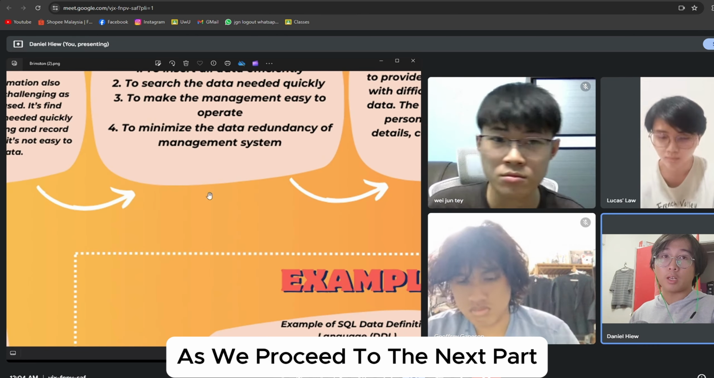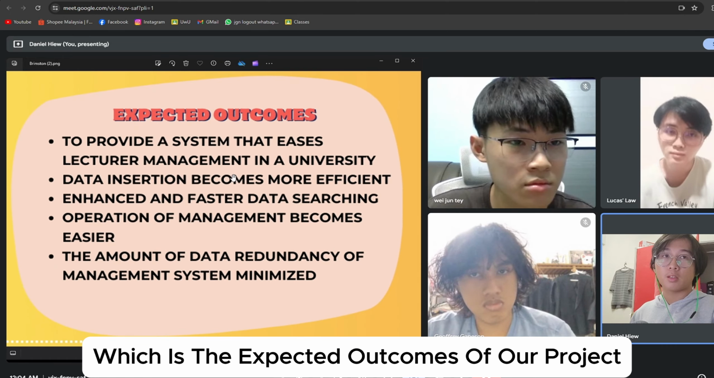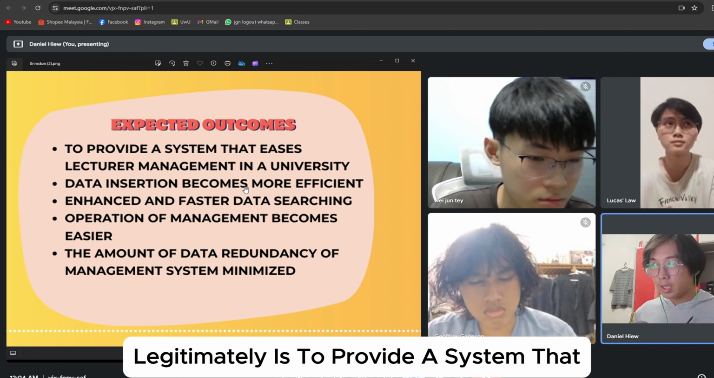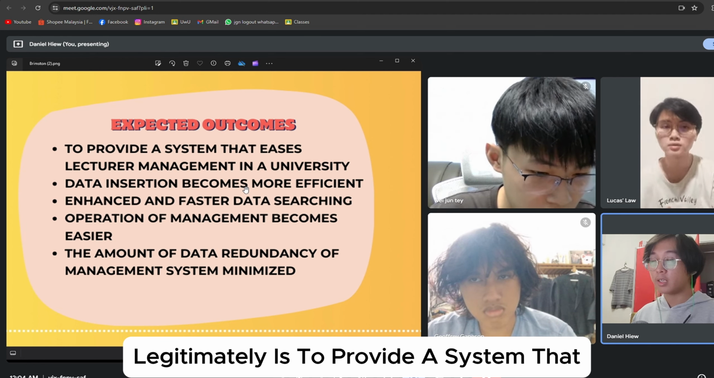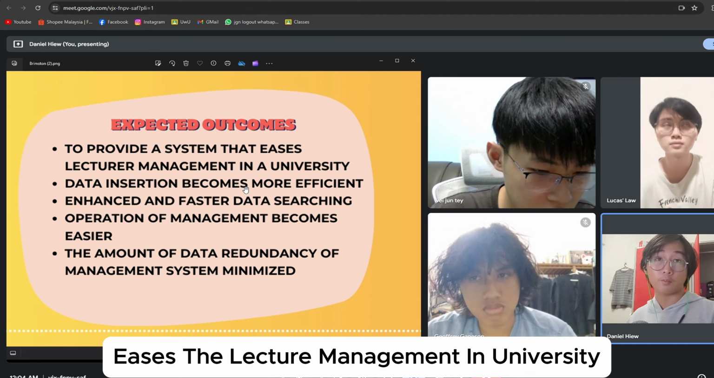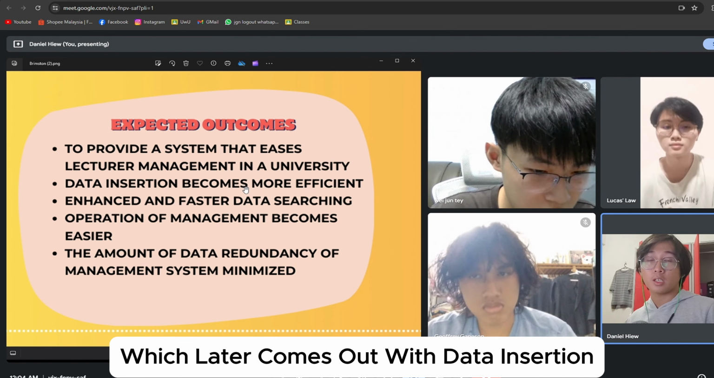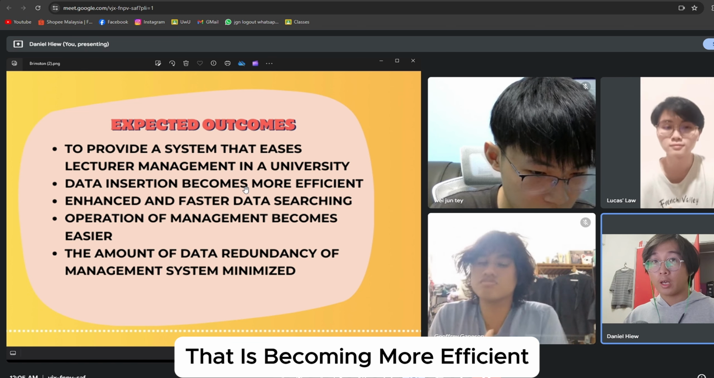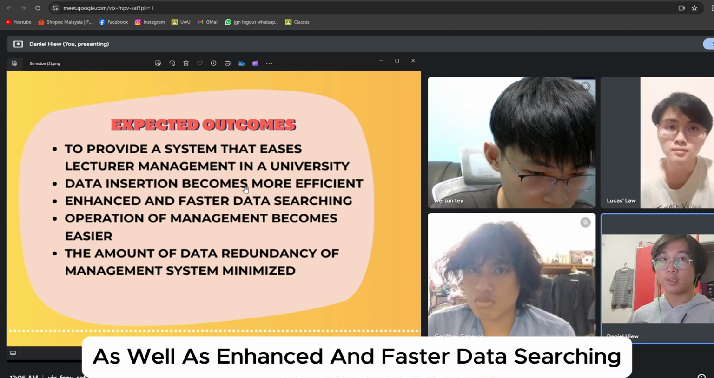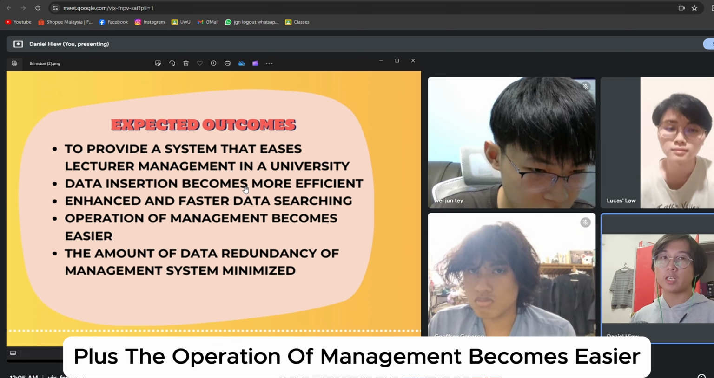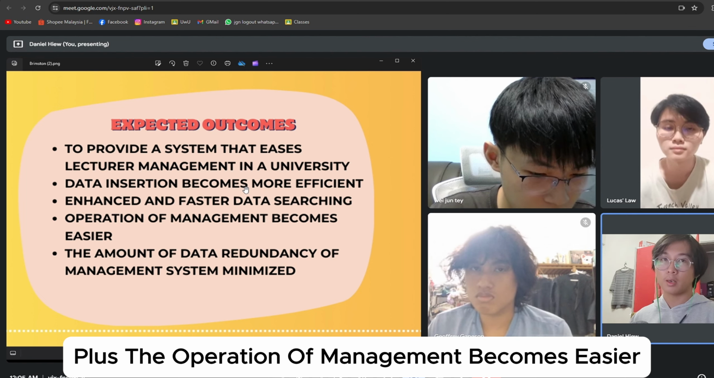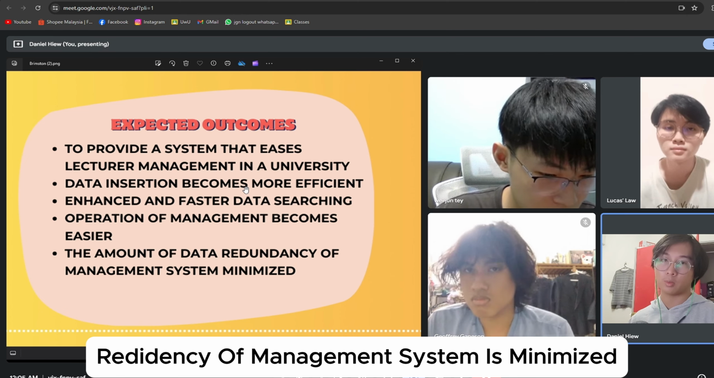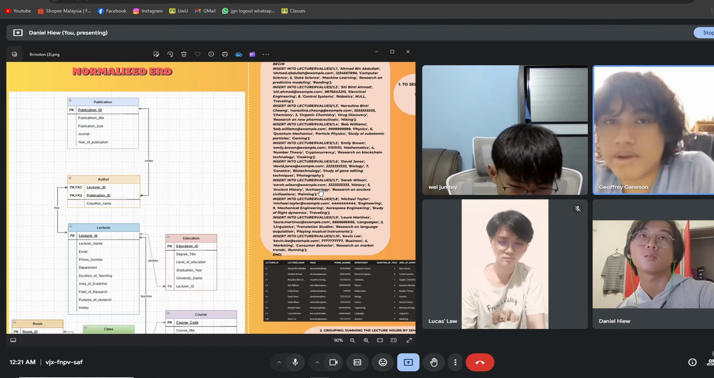As we proceed to the next part, which is the expected outcomes of our project, the goal is to provide a system that eases lecturer management in the university, which later results in data insertion becoming more efficient, as well as enhanced and faster data searching. Plus, the operation of management becomes easier. And lastly, the amount of data redundancy in the management system is minimized as much as possible.